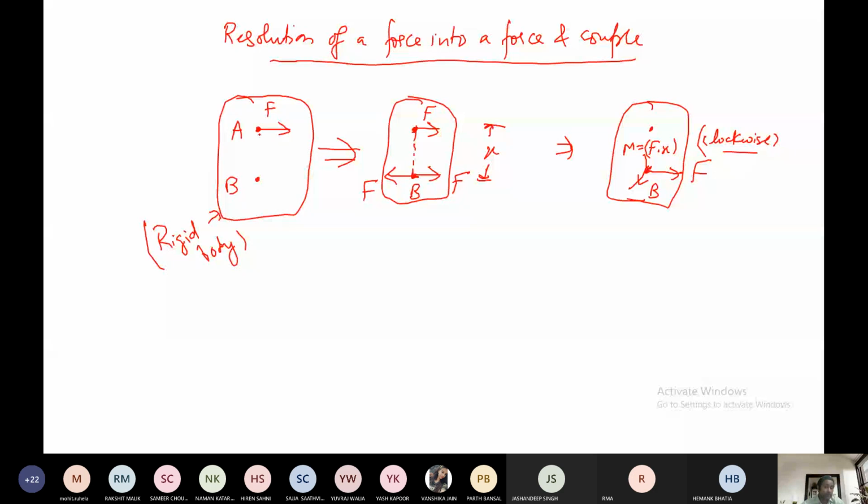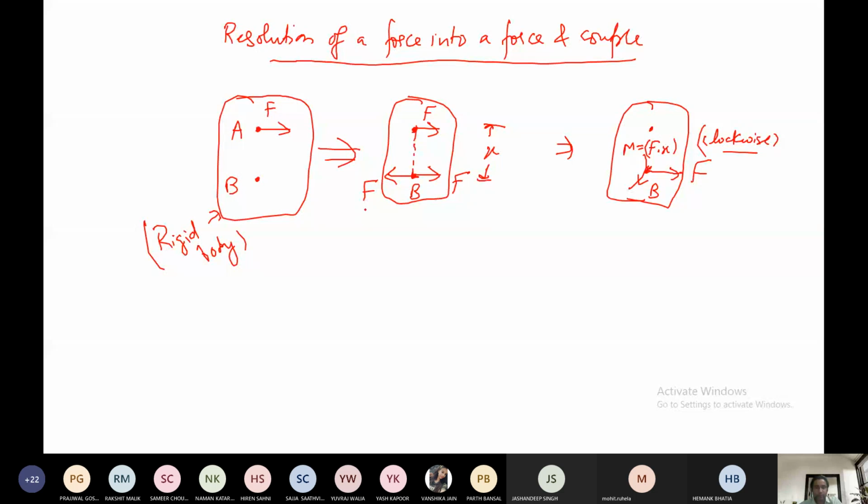If a force F is acting at the point A, we can shift the force which is acting at the point A to the point B together with a couple. So this is the theorem. So, resolution of a force into a force and couple. So you can see here what I have done.